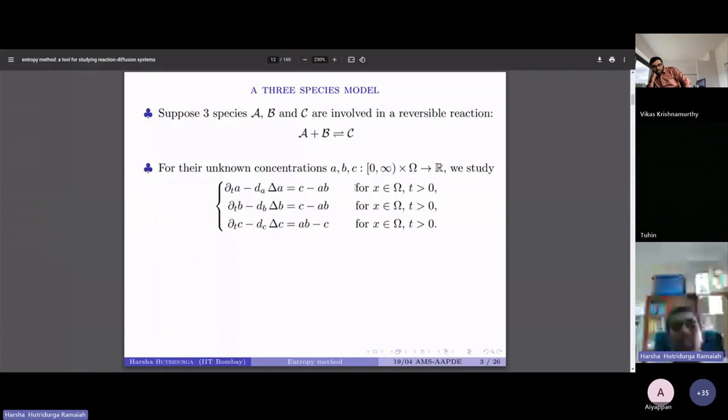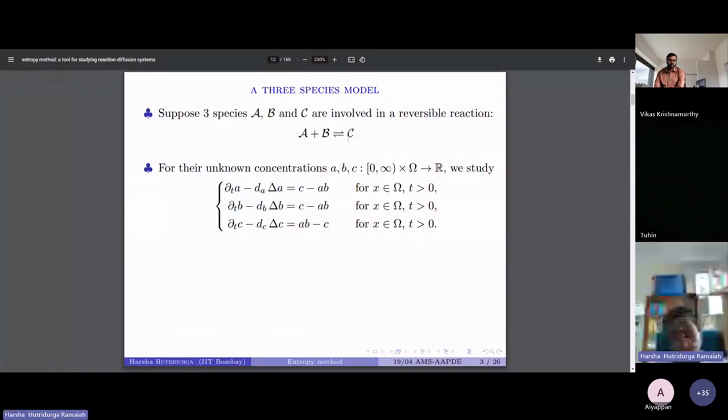And rather than using those notations ai, we will use little a, little b, and little c for the concentrations of capital A, B, C. And if you write down that rate function that I had written down, you see here, alpha 1 is 1, alpha 2 is 1, and beta 1 is 1.